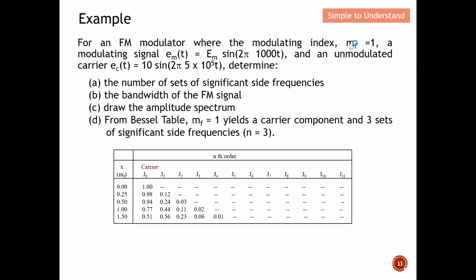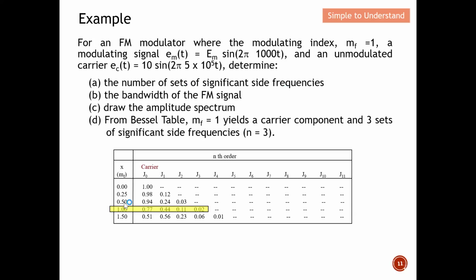If you remember, this here is the modulation index. If you still remember the whole chart of the Bessel function table, I just trimmed it, but this column indicates the modulation index. Since the modulation index equals 1, I move the most significant all the way to the right, and I can see that the number of sets of significant side frequencies is 3. Can you see here? J3. Therefore, I know that my n equals 3. This is how I find the number of sets of significant side frequencies.